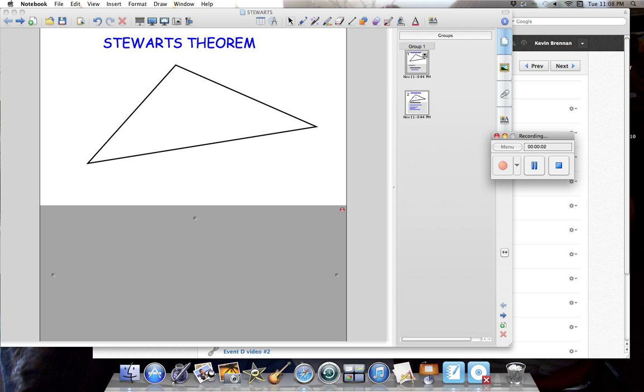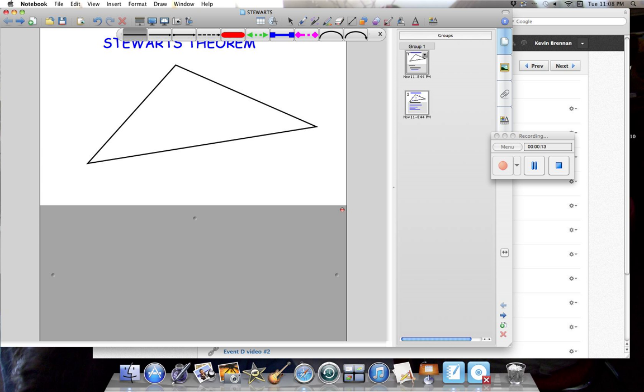This is Stewart's Theorem, one of the more obscure math team theorems. It's for a Cevian segment. So I have drawn a triangle here. I'm going to add a Cevian segment, vertex to anywhere. It doesn't have to be an angle bisector or a median, just has to be a segment, a Cevian segment. And you can find lengths in the triangle using Stewart's Theorem and some of the given lengths of sides.